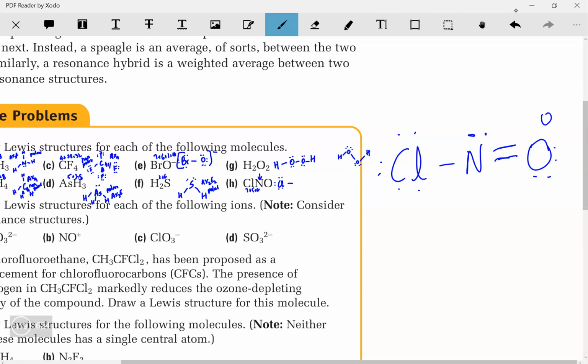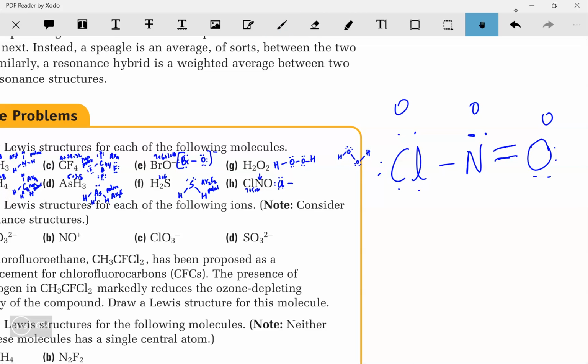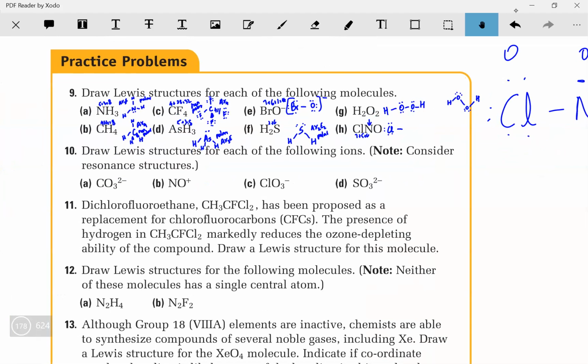Let's calculate some formal charges. This is a 0. Nitrogen would be a 0 as well. Chlorine would be a 0. That's pretty much perfect. I mean, you don't really need to bother changing anything. This is good.